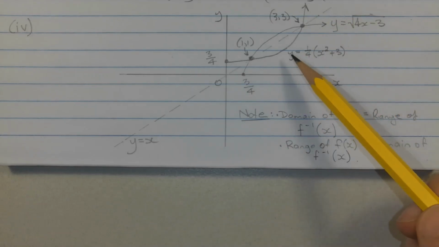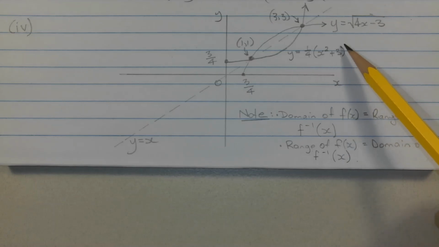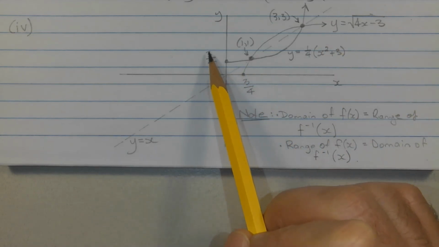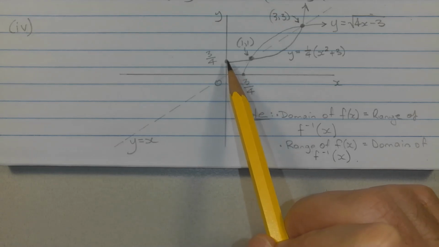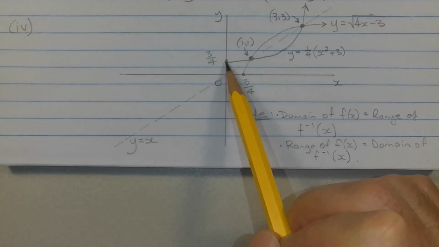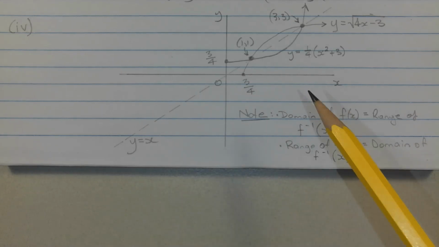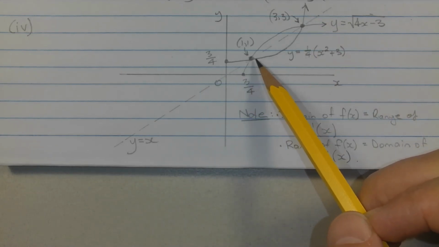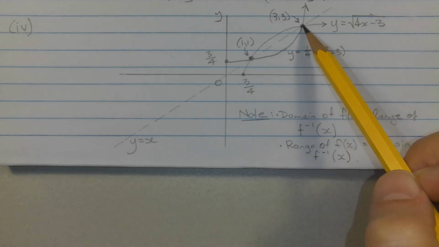Now the graph of the inverse, y equals f inverse of x, is a parabola, y equals 1 over 4 times x squared plus 3 in brackets. And it has a y-intercept of 3 over 4, which is the x-intercept reflected in the line y equals x. And it looks something like this. Notice that it passes through the points of intersection 1, 1 and 3, 3.